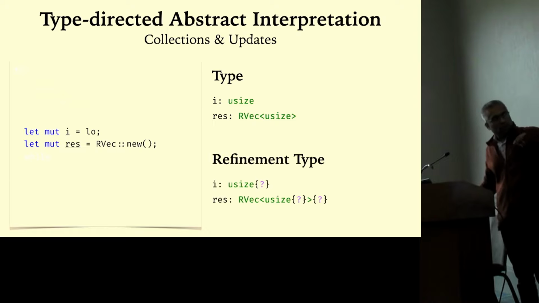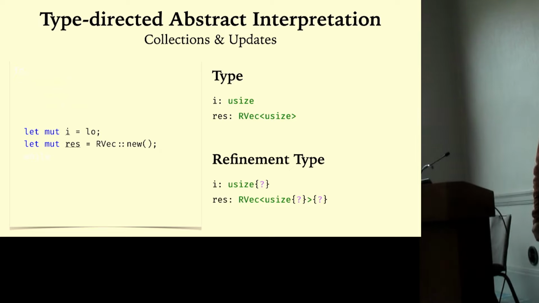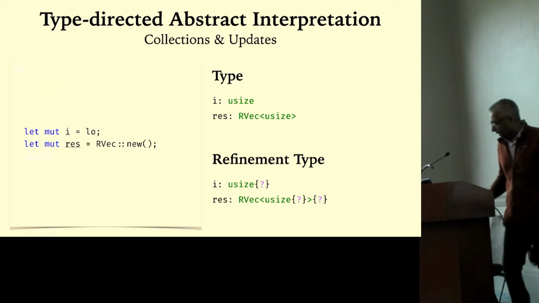And so what I want to synthesize, what the analysis must figure out is: I is a U size such that what? And res is a vector such that what? Notice this: if you write it as the synthesis people have taught us with question marks, you might imagine it like this: U size with a question mark, U size with a question mark, and then there's an extra question mark for the size of the vector as well.